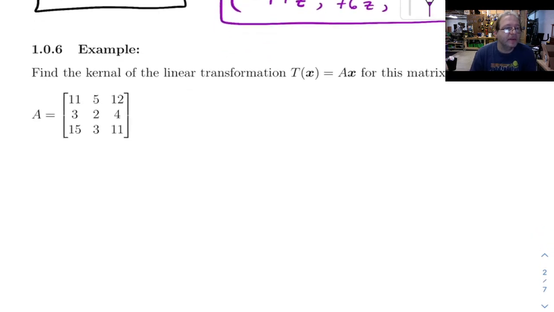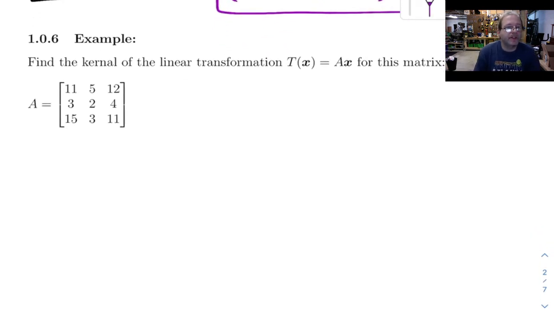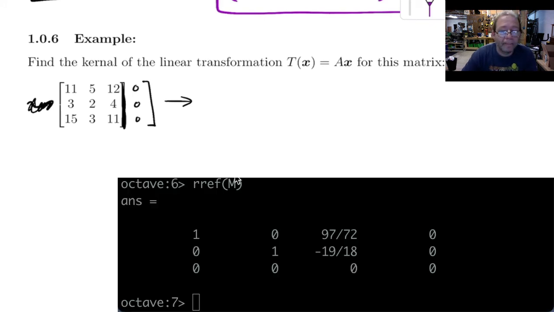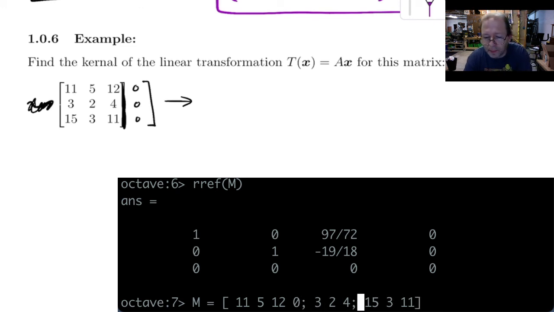All right, let's look at example 106. Find the kernel of this linear transformation. So again, we just want to take this. I'm going to be lazy and just do this and row reduce it. So 11, 5, 12, 3, 2, 4, 15, 3, 11. Okay, I forgot to put my zeros in there. Now I'll go back and put them.